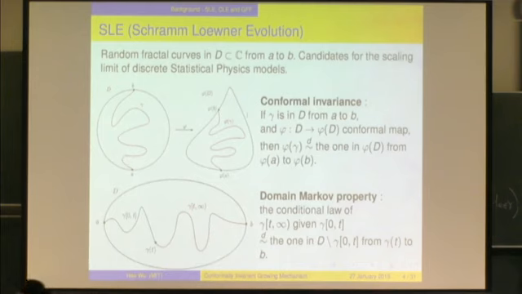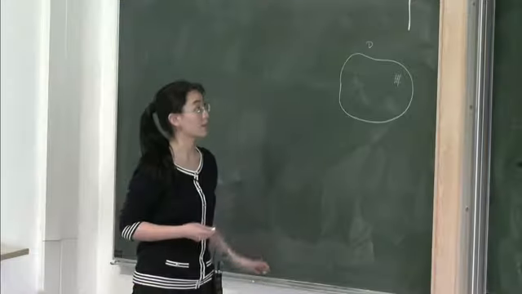Here I have two remarks. The first remark is that the domain Markov property is a natural property from discrete models. So let us consider the simplest example. We have a region D. We have a discrete lattice inside this D, and we have site percolation. So at each vertex, we are black or red with equal probability 1/2.